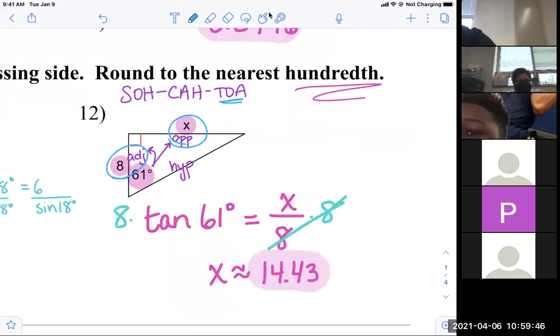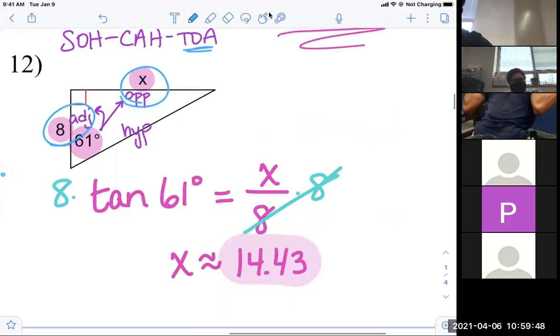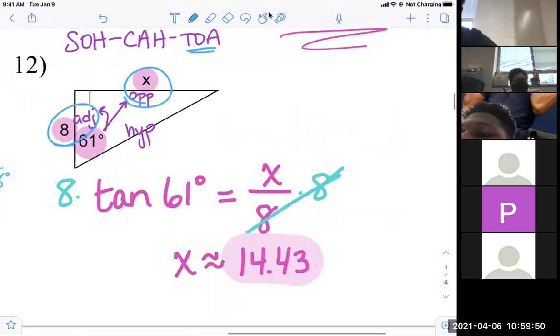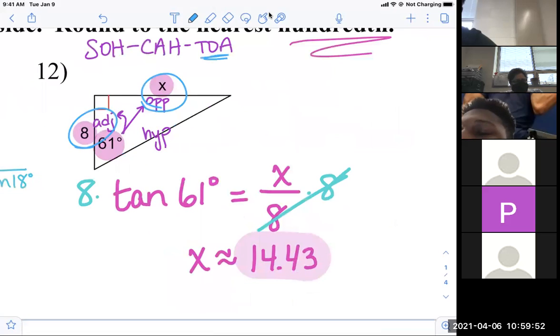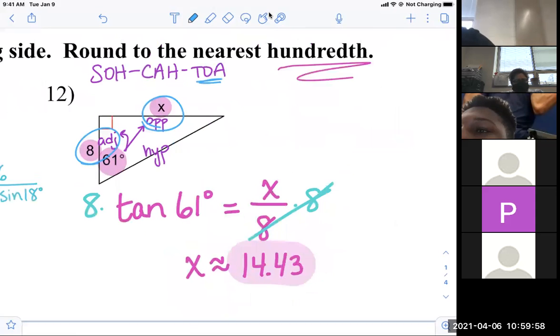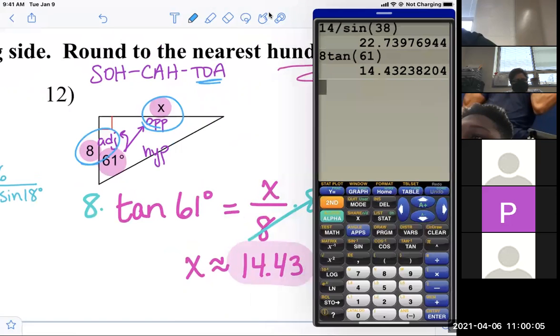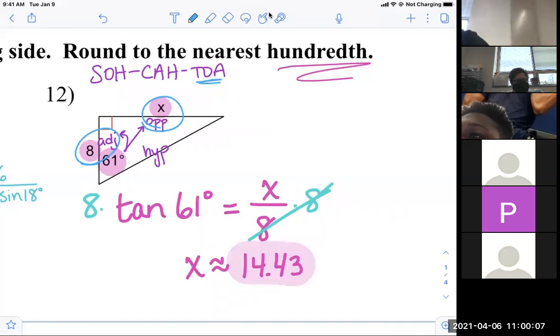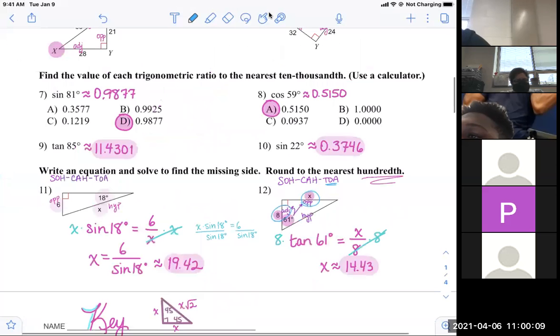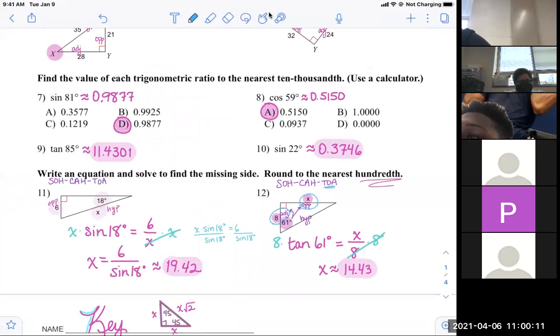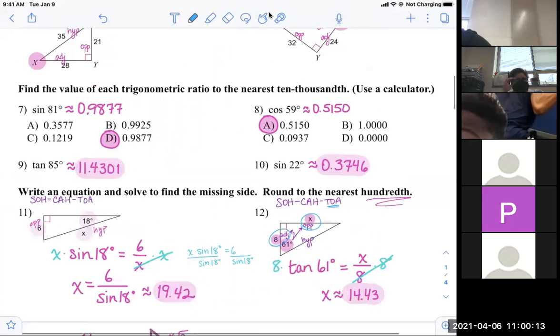The ones with the variable on top are a little easier because you can just multiply by the number, and then you're done. When the variable's on the bottom, it's a little bit more work. And again, when you type 8 tangent 61, you should get 14.43. Okay, any questions on the trig stuff?